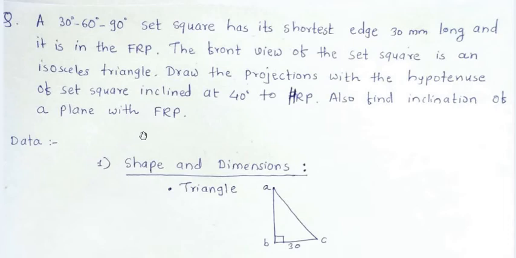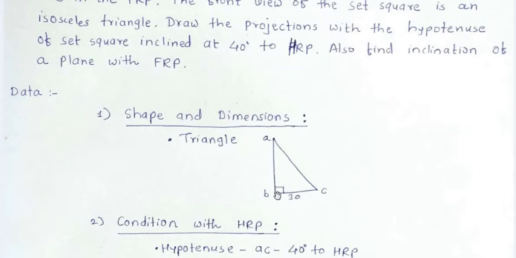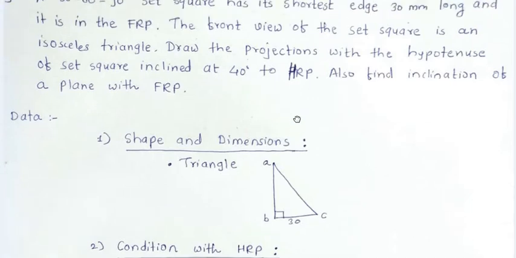In the first step of the solution, we figure out the data given under three headings. First, shape and dimensions. The shape mentioned in the problem is a 30 degree, 60 degree set square, which is essentially a right angle triangle. So we draw a rough diagram of it. We have the nomenclature: at B is 90 degree, point A is 30 degree angle, and point C is 60 degree. And dimensions.